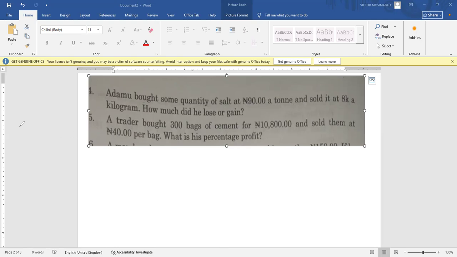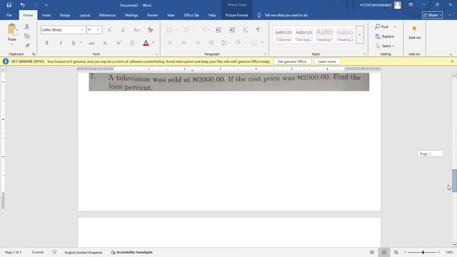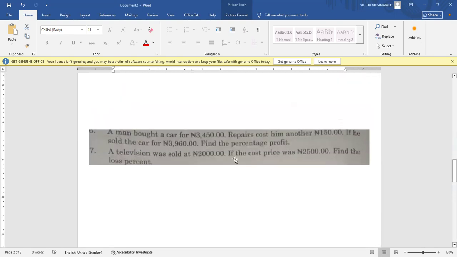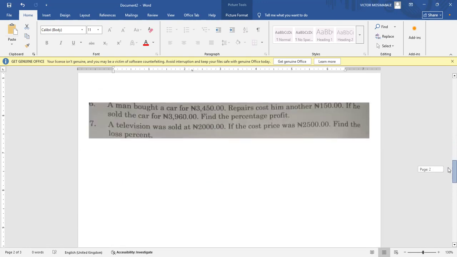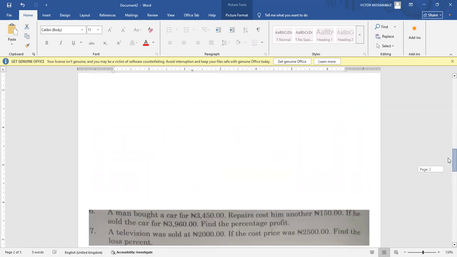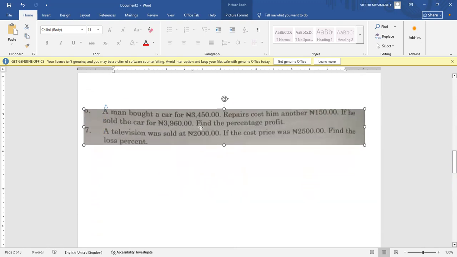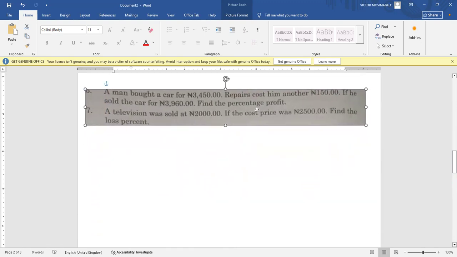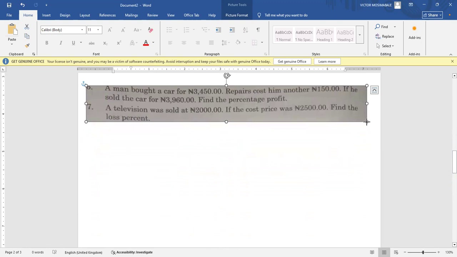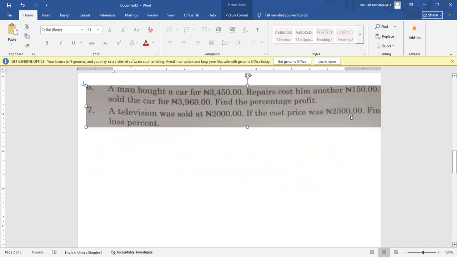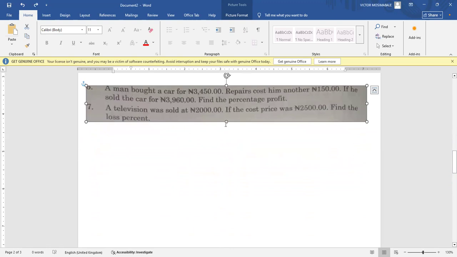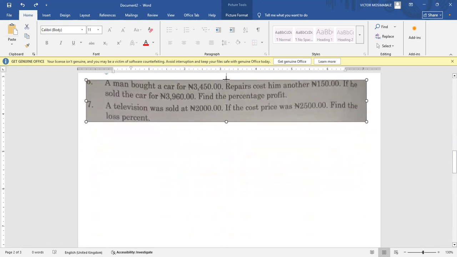Number 6 is the next question. So I turn to number 6. Number 6 says, a man bought a car. A man bought a car for 3,400 naira, and then repairs costing another 150 naira.